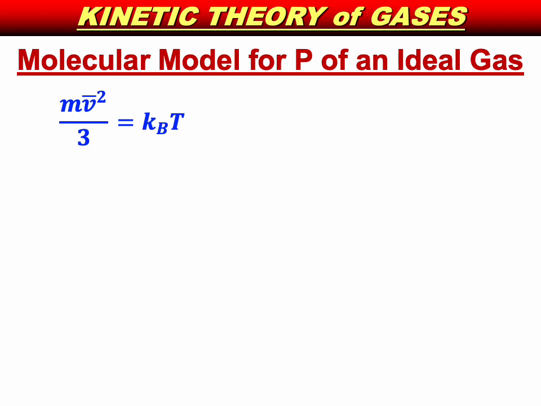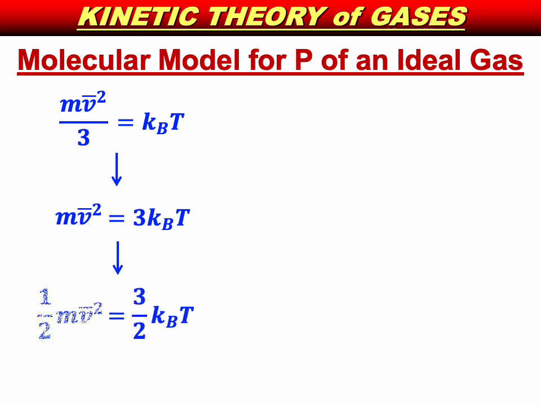Now I'm going to multiply both sides by 3. All right, we're just having fun doing algebra. And now I'm going to multiply both sides by a half. Think about why I would take this equation and multiply both sides by half. What physical meaning does that give us? Wait a second, 1/2 mv squared. I know what that is. That's kinetic energy.